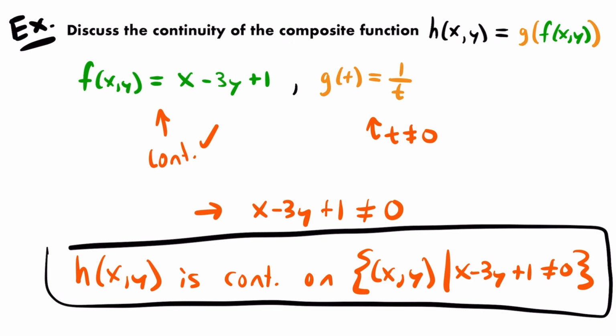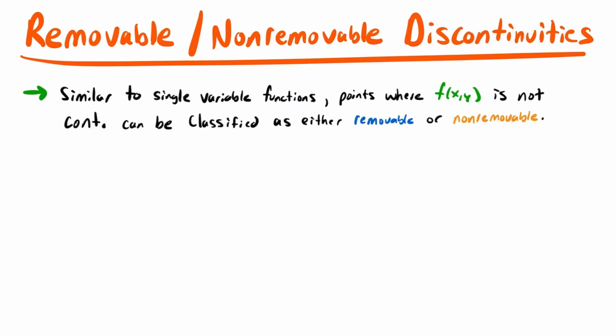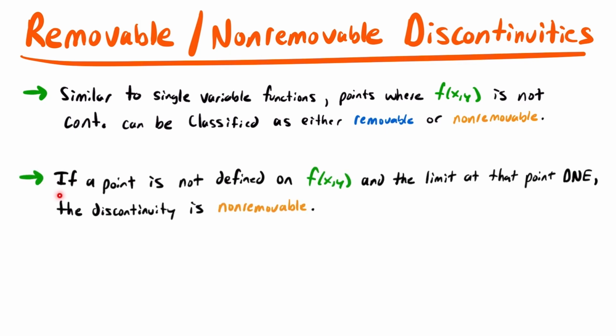which are the points where a function is discontinuous. Because similar to Calculus 1, with single variable functions, points where f of xy, a function of two variables, is not continuous can be classified as either removable or non-removable. All right, there are both removable and non-removable discontinuities for multivariable functions. And here's the difference between those two types of discontinuities. The way we look at it is that if a point is not defined on that function and the limit at that point does not exist, then the discontinuity is non-removable.